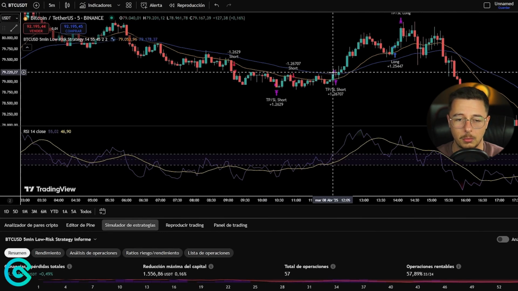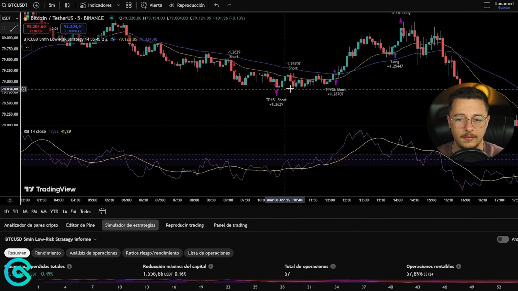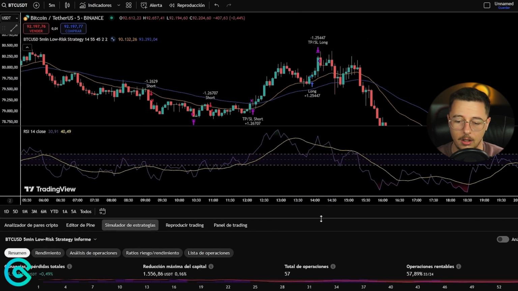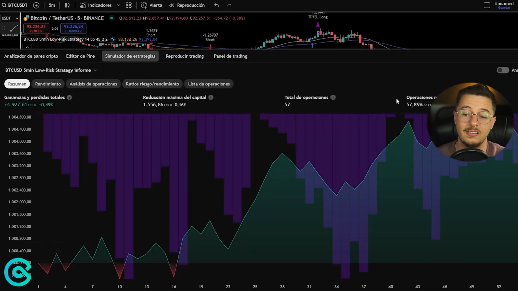In this case, we had a stop loss over here and we had a take profit down to here, and we had another take profit up to here. And as you can see on the backtest, it had a 57% win rate and a total of 57 trades. That for me is perfectly enough.